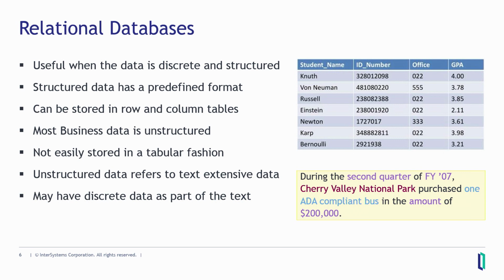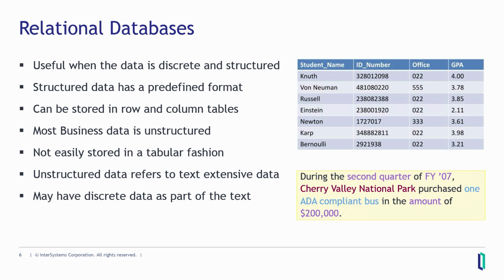There's a big push on right now with these NLP engines to figure out what the unstructured data means. I just took this sentence out of an end-of-year fiscal report. There's still a lot of good data in there. You've got second quarter, when did it happen? Cherry Valley National Park purchased an ADA compliant bus for $200,000.